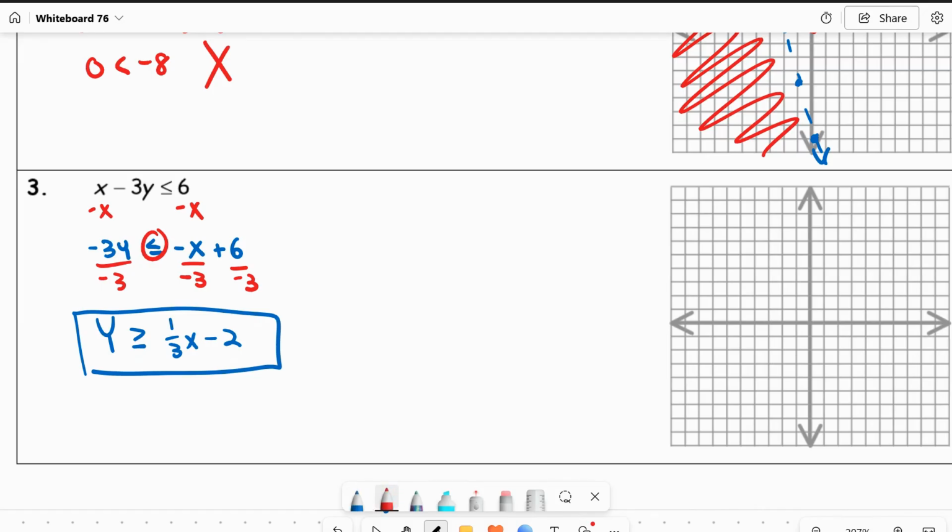Once again, this is going to be a linear boundary line, but this time we are going to have a solid line because I have a greater than or equal to. So let's go ahead and graph this. My starting point is going to be negative 2, and my slope is 1/3. So I'm going to rise 1 and run 3.